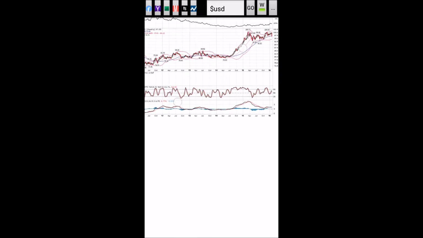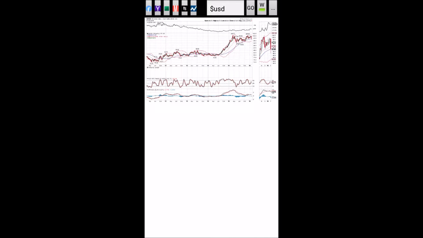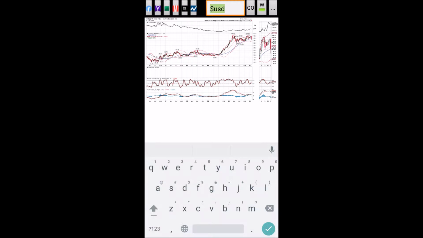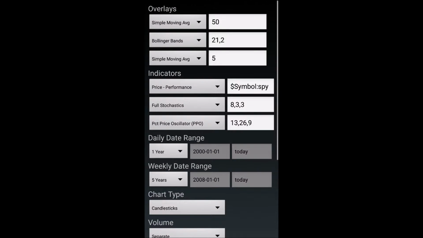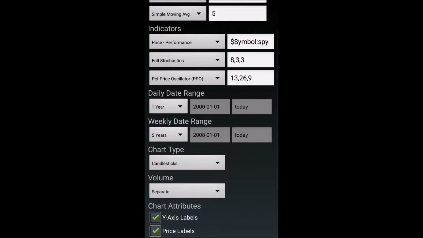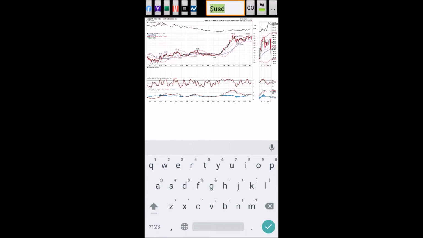You can use the relational operator in the symbols search box on the main screen here, or you can use it in the indicators section for price performance as well. So as you can see, for price performance, I have here $ symbol, which represents the symbol that I have entered in the previous page, the symbol search page, which is right there. Currently, I have it inputted as the US dollar.